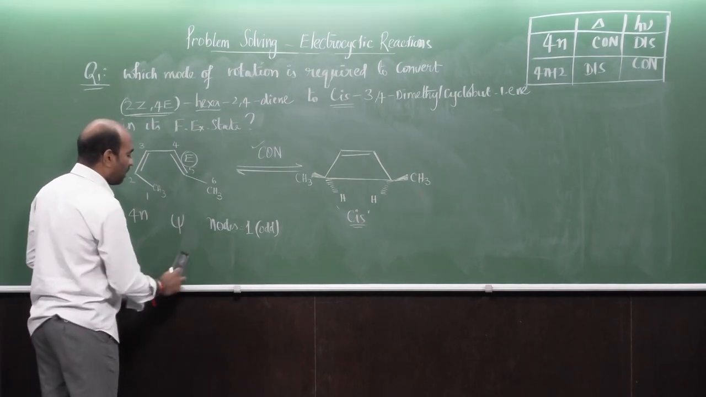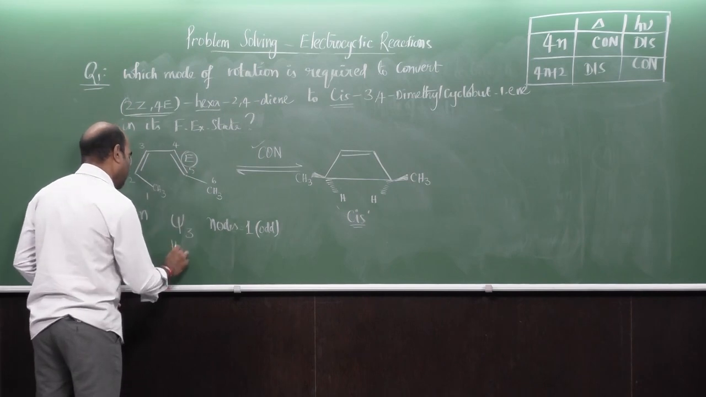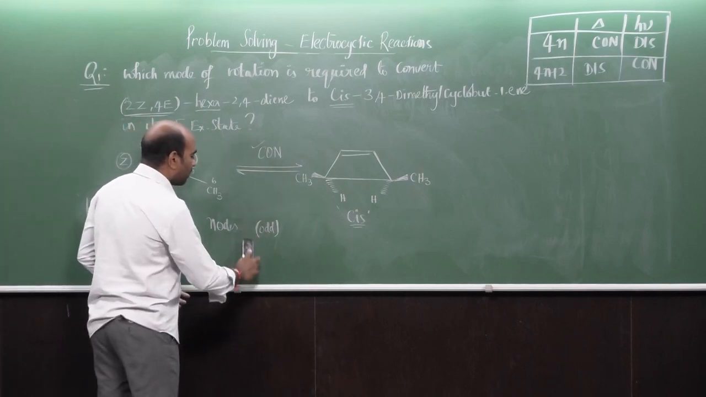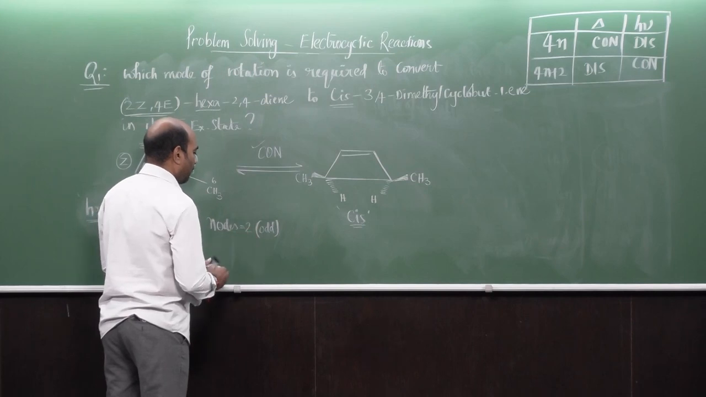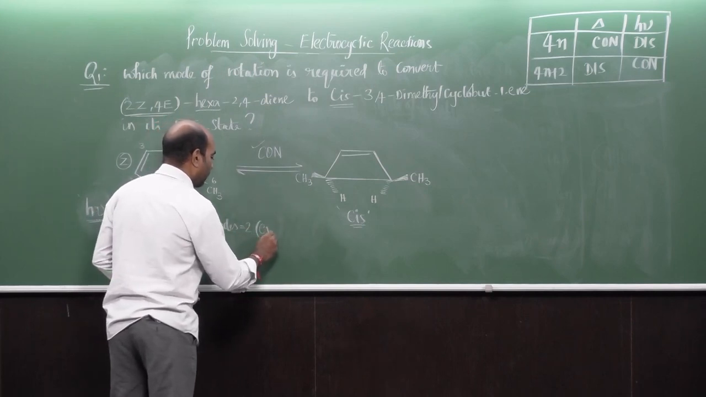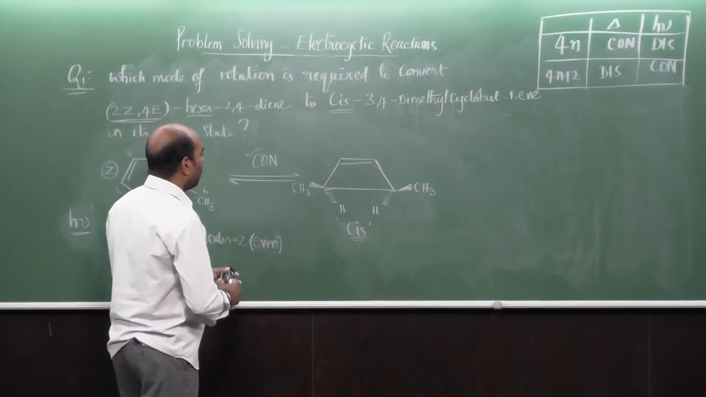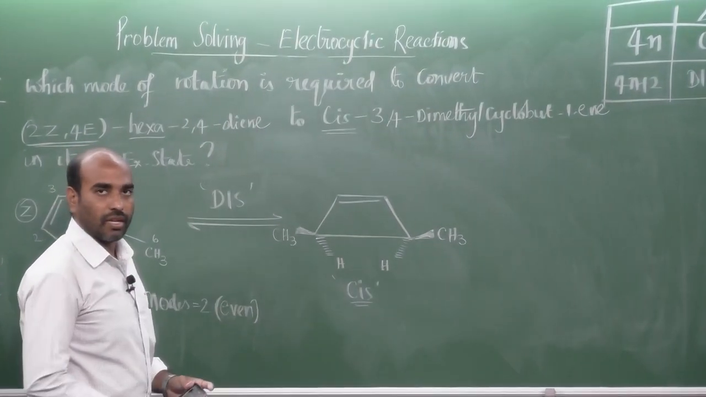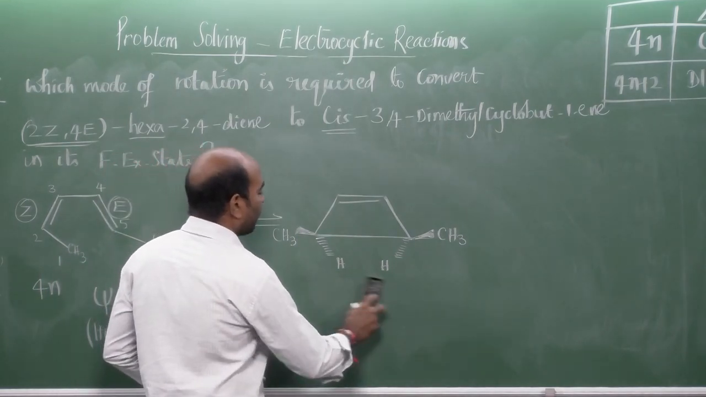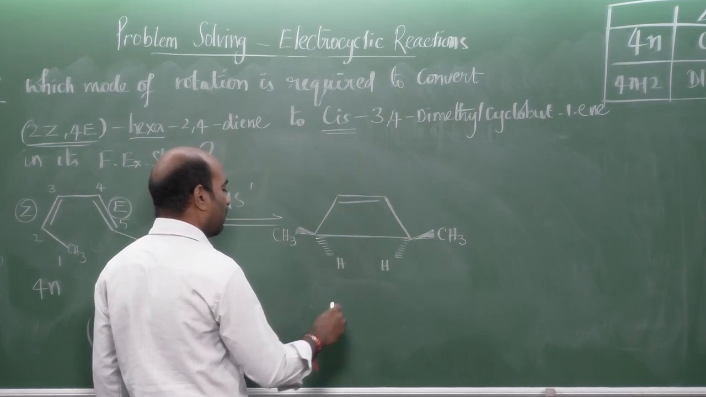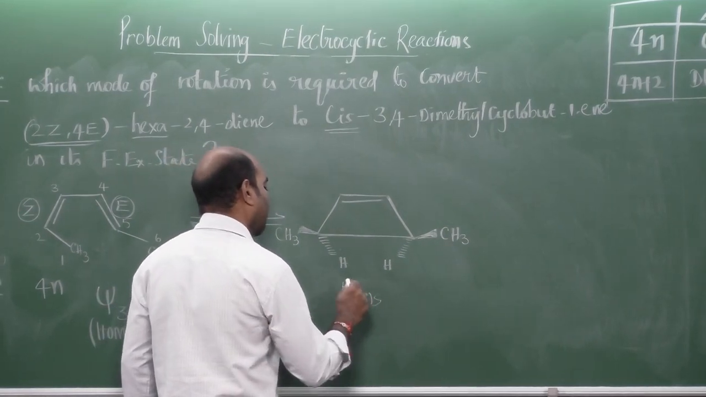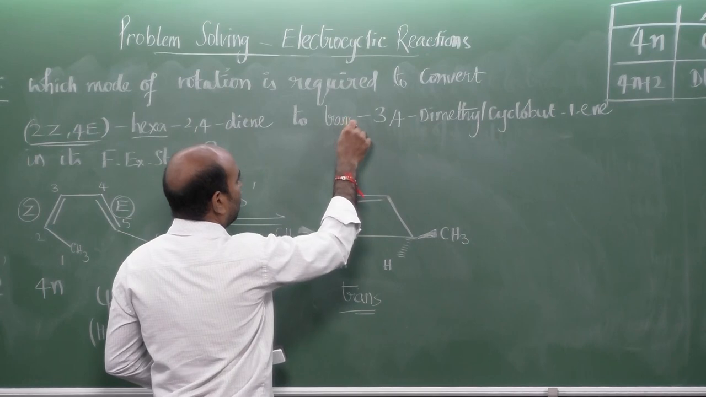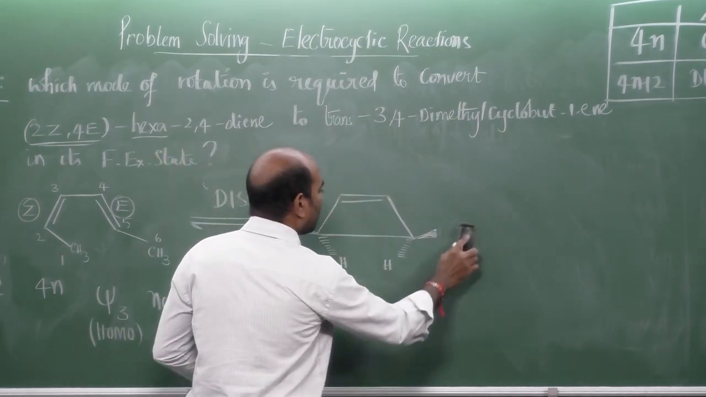Therefore, the homomolecular orbital is psi 3. This is the homomolecular orbital, and the number of nodes is 2, which is even. So the disrotatory mode of rotation should be allowed, right? And the orientation of these methyl groups in the final product will be trans. So here also the question is trans, right? So what happens now?